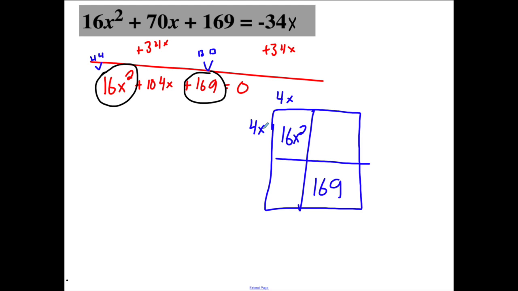Now, I noticed that this here is positive. And this here is positive. So I'm going to be choosing a positive 13 and a positive 13. Because remember, we need to add to a positive. If these were negative, we'd get negative numbers and it would add up to a negative number. 13 times 4 is 52.